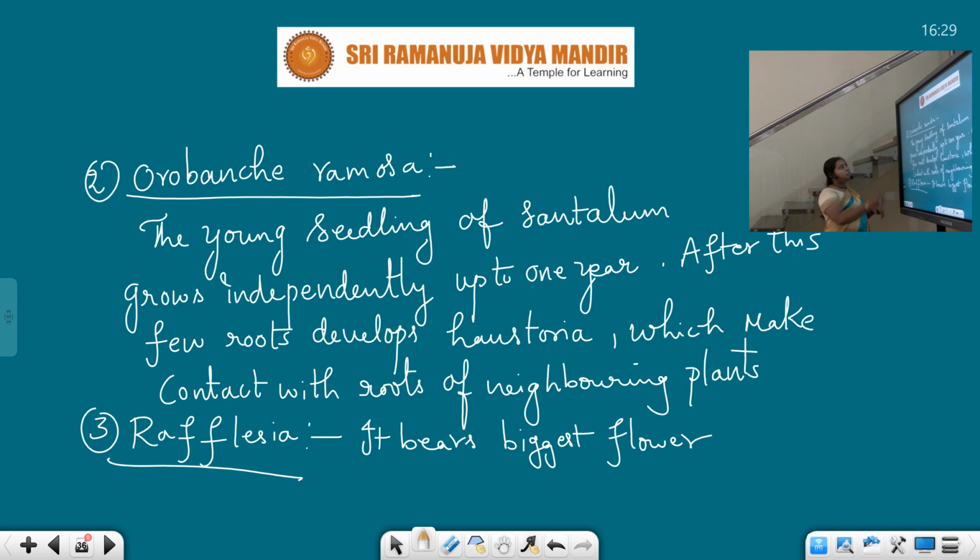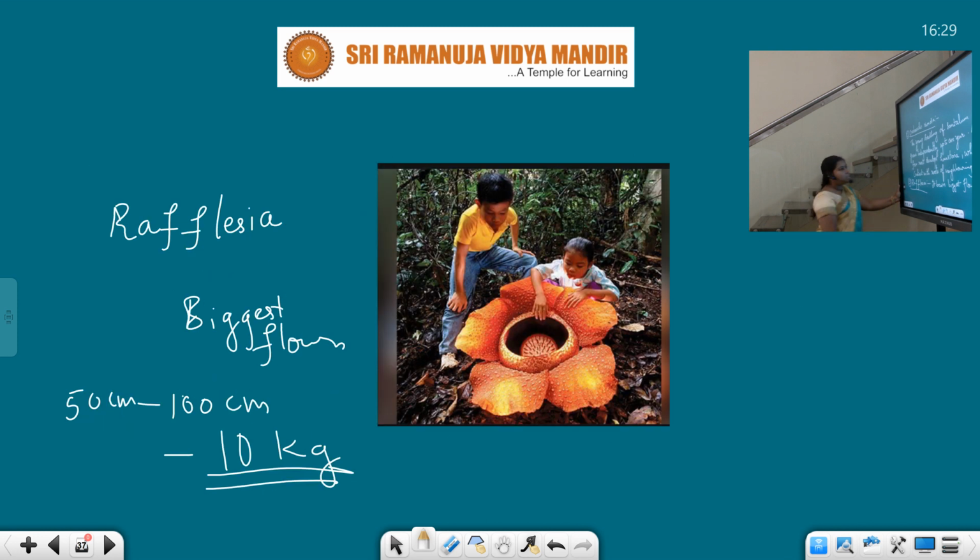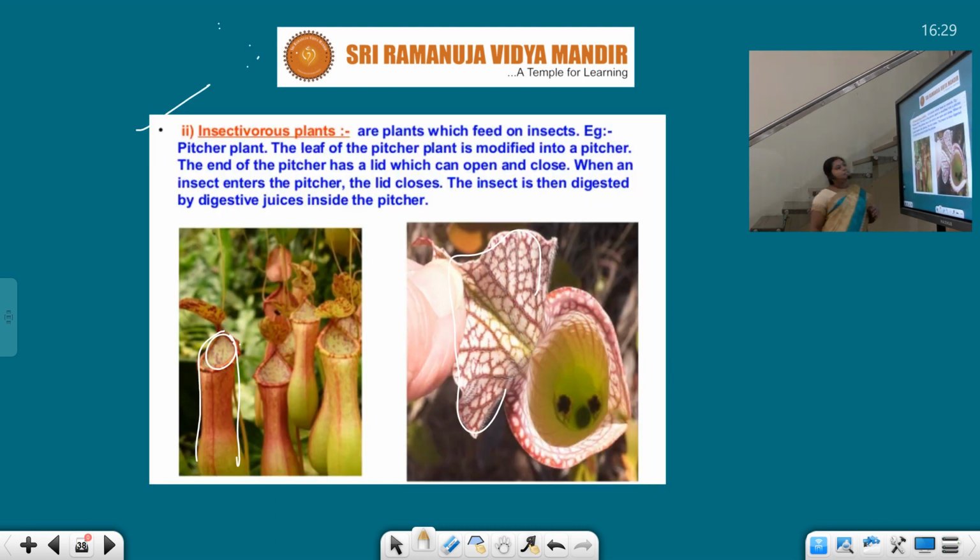In the next case, Orobanche ramosa and Rafflesia, it bears the biggest flower. See children, Rafflesia is the biggest flower in the world. So it measures about 50 to 100 centimeters and weighs about 10 kg. Rafflesia is also the best example for parasitism.